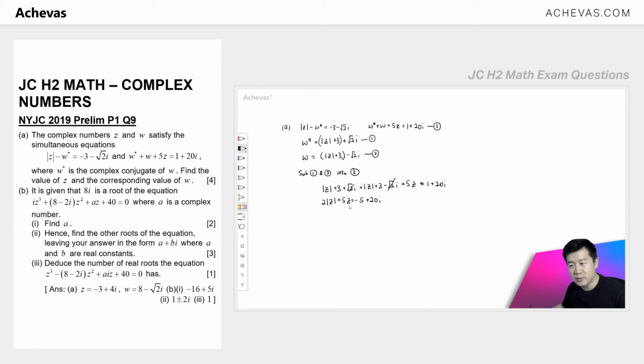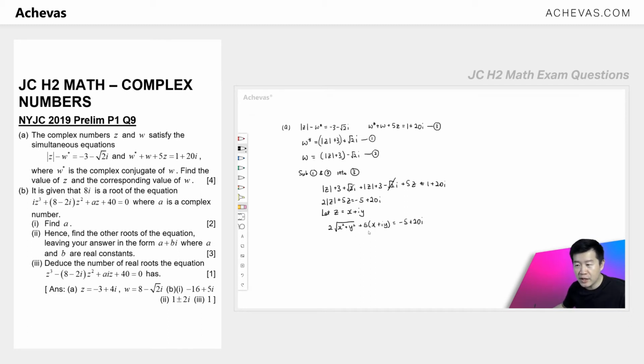And I think this is the right moment to rearrange everything into real plus i imaginary, and that will require me to replace z by its components. So I'm going to let z be equal to x plus iy, with the aim of rearranging the left hand side into real plus i imaginary. So on the left hand side here, we will have 2 times the modulus of x plus iy, which is going to be square root of x squared plus y squared, then plus 5 times z, which is going to be x plus iy also. Then this will be equal to minus 5 plus 20i.